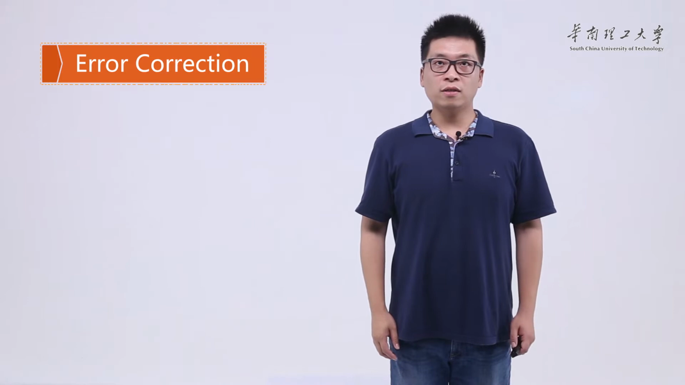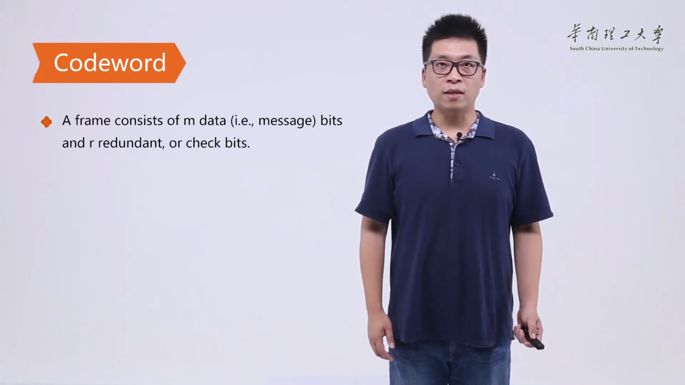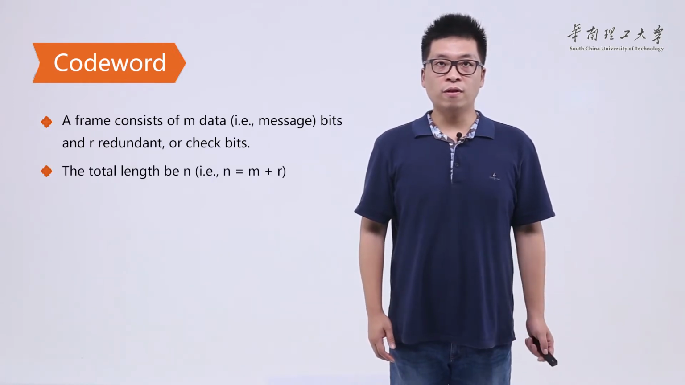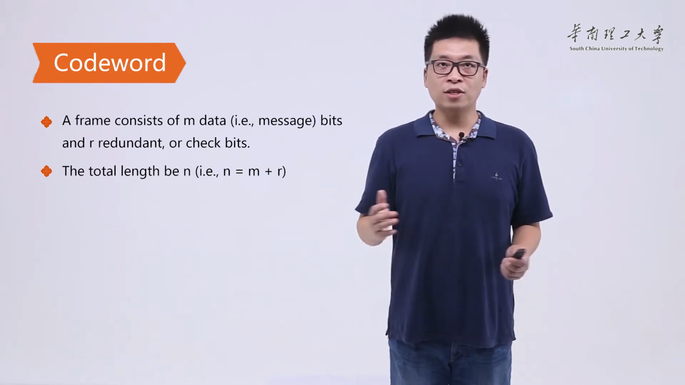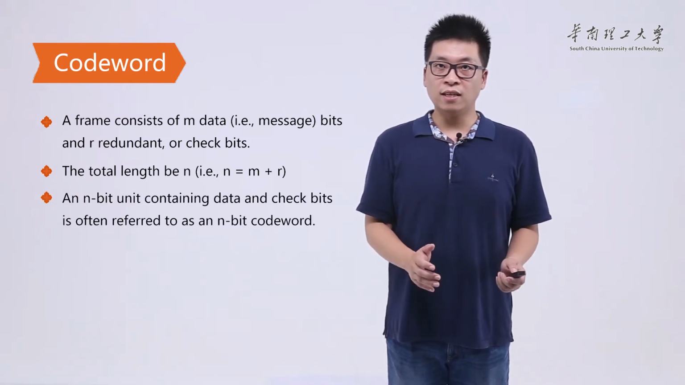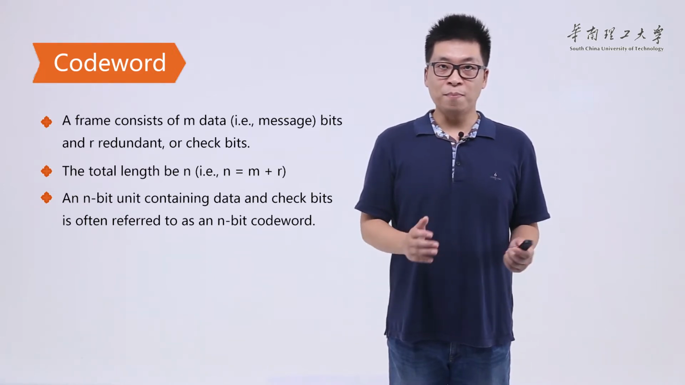The topic of this section is error correction. We first try to introduce the concept of code words. A frame consists of m-bit data and r-bit redundancy bits, or what we call check bits. So the total length of the frame, which we call n, equals m plus r. This n-bit unit containing data and the check bits is often referred to as an n-bit code word.